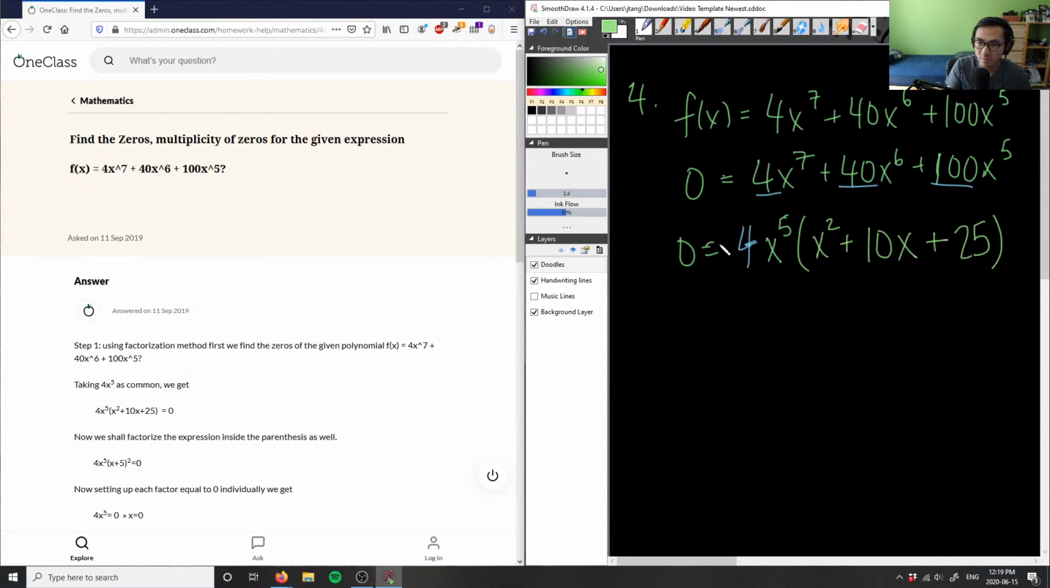So now this is an easier expression. We have 0 equals 4x to the 5, and then we have this trinomial here. And this trinomial is actually really good. It's an example of a perfect square trinomial.